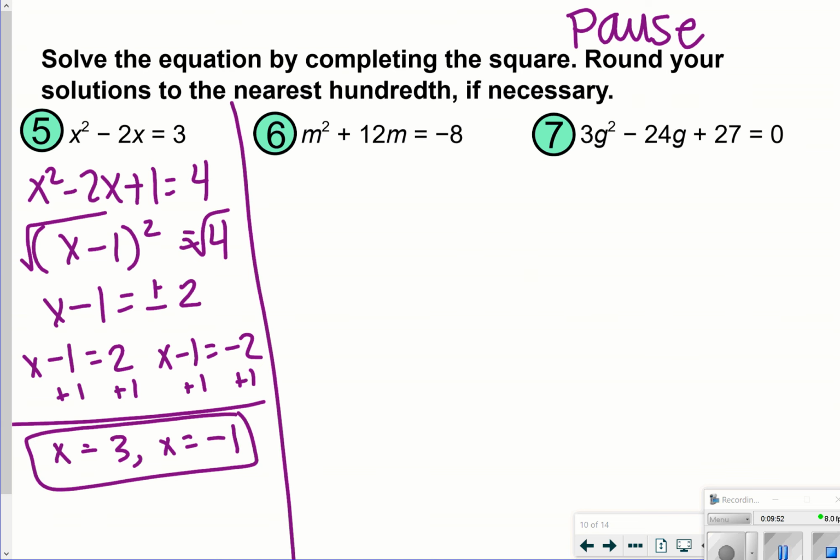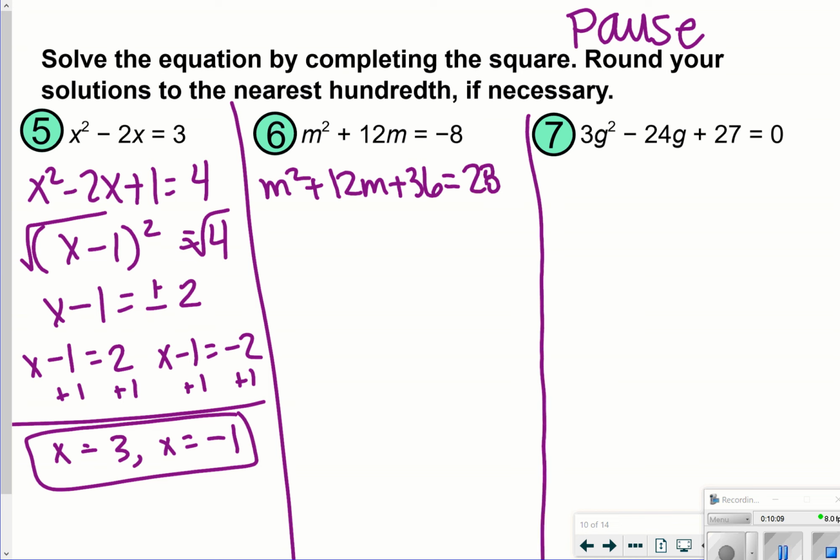For number 6, again, go ahead and solve half of 12m, which is 6. So that would be m squared plus 12m plus 36. And then negative 8 plus 36 is going to give you 28. Go ahead and make my little line here. And then the squared binomial would be m plus 6 is equal to 28.